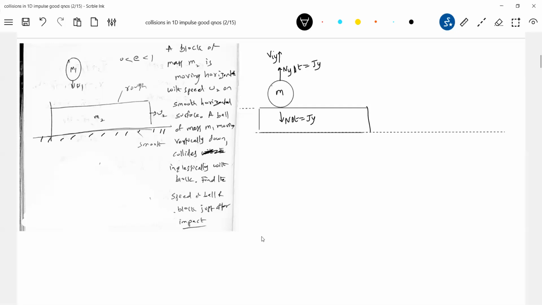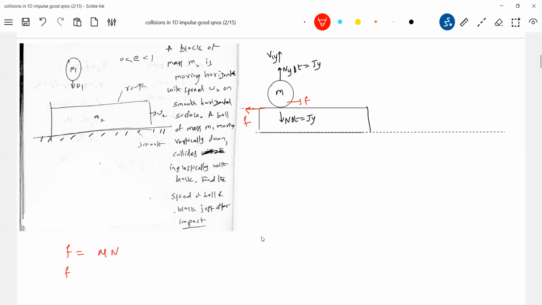Ball and the plank. The horizontal velocity of the plank is u2, and what is the horizontal velocity of the ball when they're colliding? It will be zero. There's a relative motion. So in what direction will friction be acting? The friction will act in this direction, and on the ball, friction will act here. And we know F is equal to mu N.